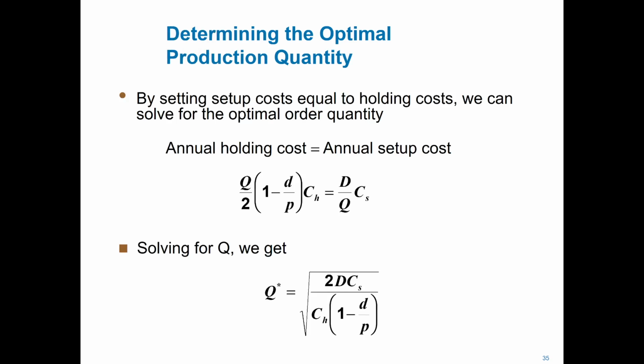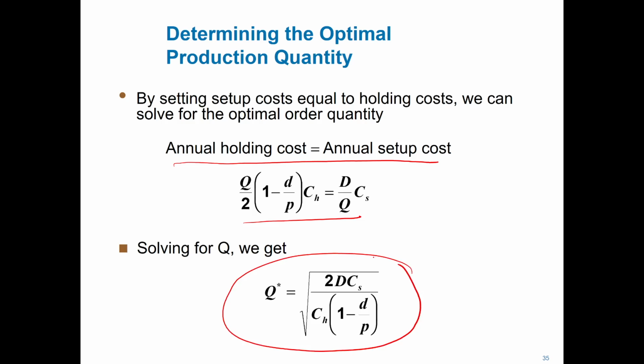Again, the same theory: the minimum occurs when annual holding cost is equal to annual setup cost. So we equate these two, and then we find Q optimal, which is very similar to the EOQ model, which we have seen earlier, which is square root of 2D C naught over CH. As you can see over here, now C naught is replaced with CS, and CH with some other term, which has come: 1 minus D over P.